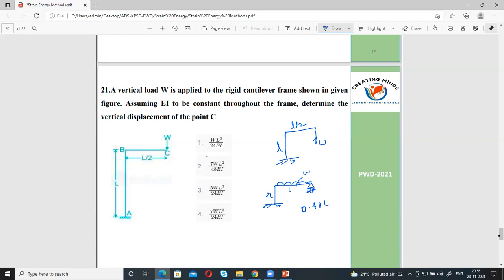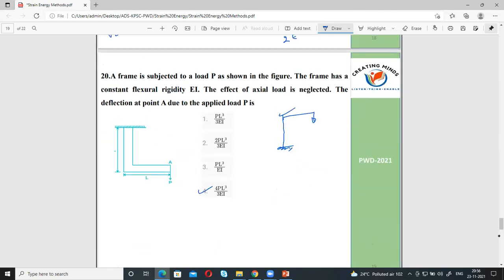Yes, any guesses? So please remember, this is the answer for this kind. You are getting 7WL cubed divided by 24EI. Remember this. Okay, don't work all this out. For the earlier question, this is right. Whatever you have told, it's right: 4PL cubed divided by 3EI.